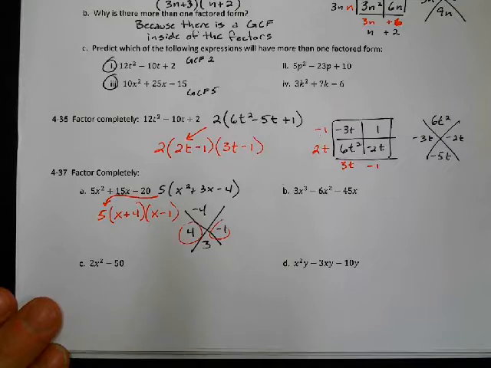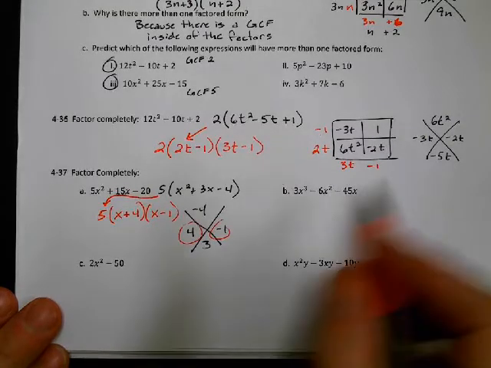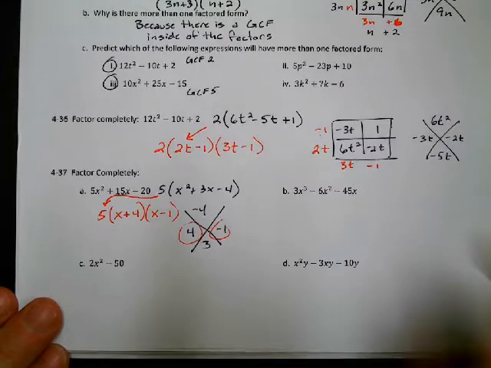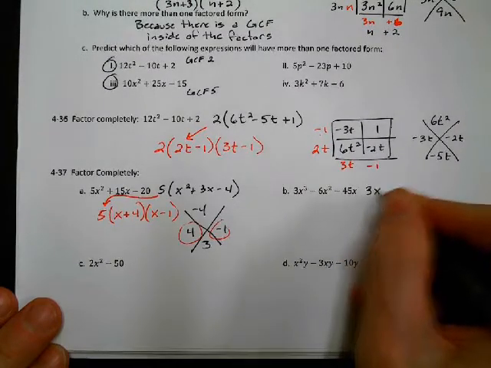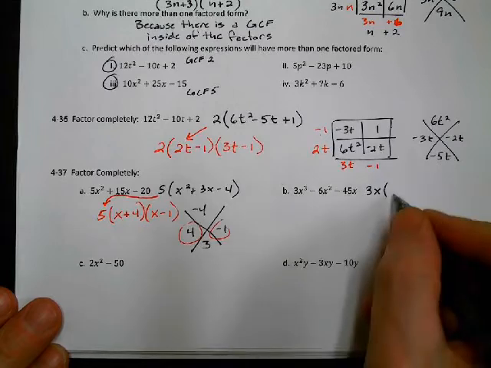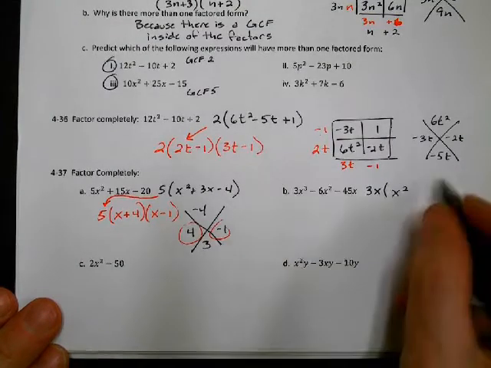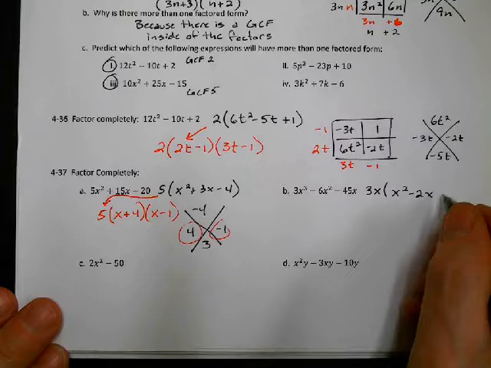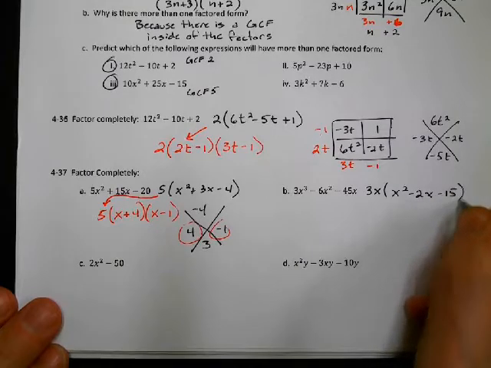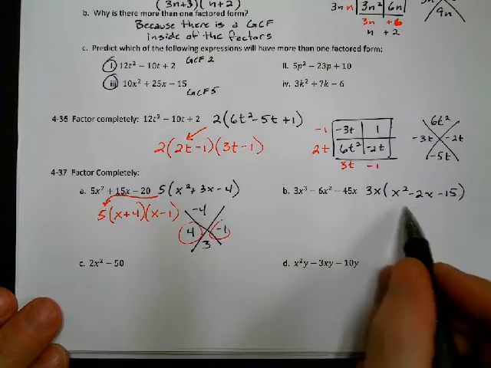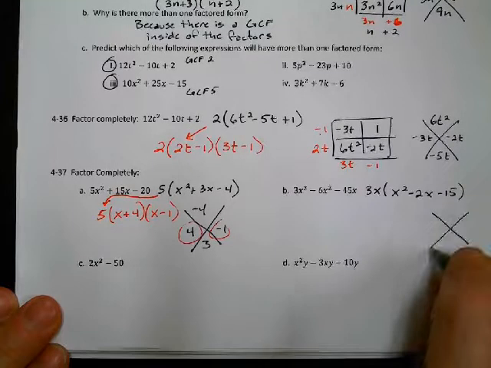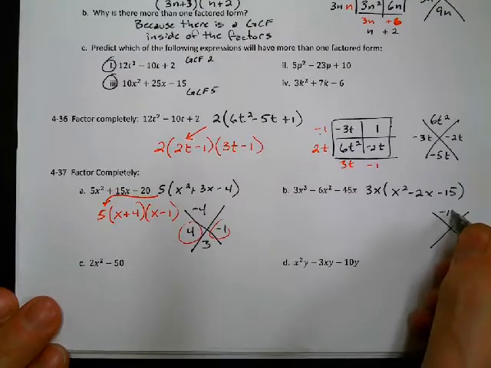Next one. 3 goes into all these, and they all have an x. So I'm going to factor out a 3x on all of these. So I would be left with x squared, negative 2x, and negative 15. Oh, this is nice. Again, I don't have a leading coefficient, which is making it easier on me. So I just have to find out what multiplies give me negative 15 and adds to give me negative 2.